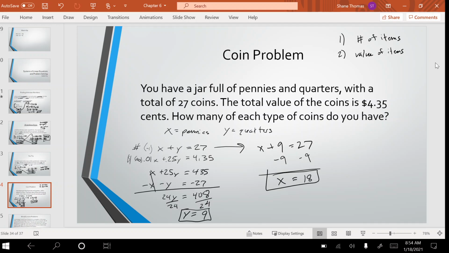And they sold 15 items that day and made this amount of money. How many of each type of food did they sell? Same thing. Number of items, value of items. Number of items, value of items. Does that make sense?